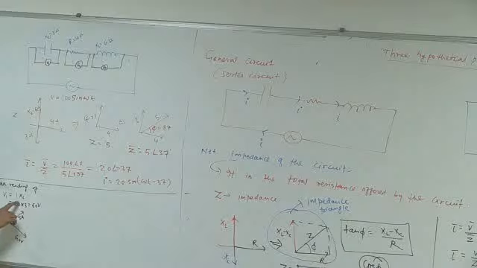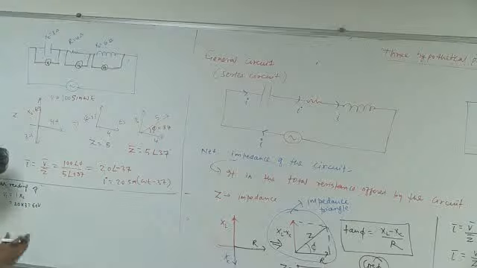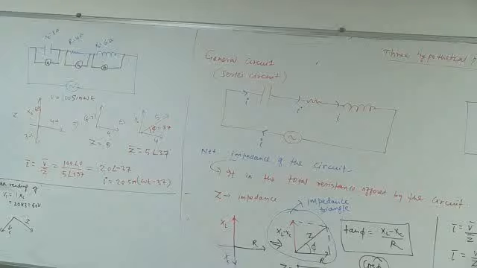You just check it here also. I is how much? 20 angle minus 37. And XC is 3 angle minus pi by 2. Current is lagging, so it will be like this. This is I and this is V across C. Is that clear? If you have a doubt, you can take the reference of that figure.